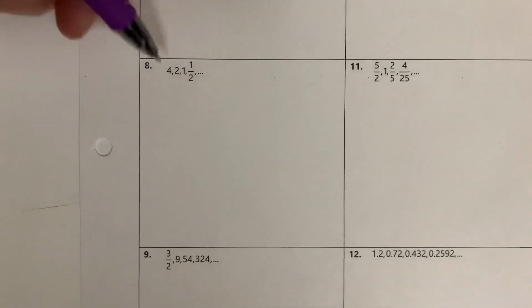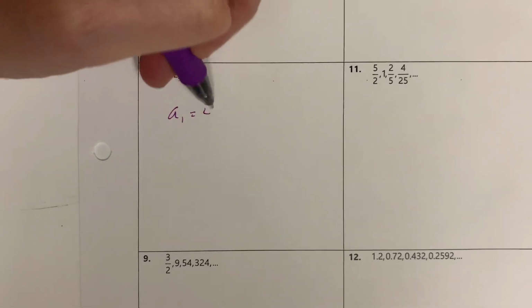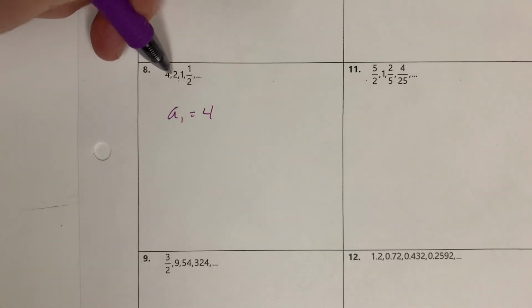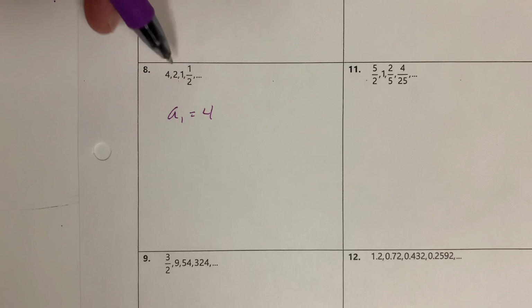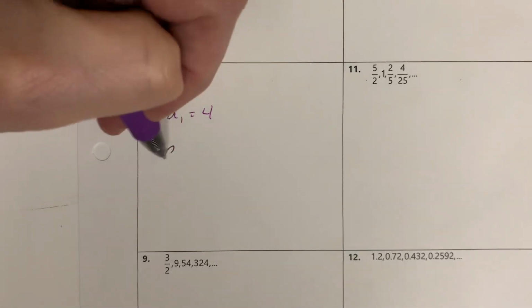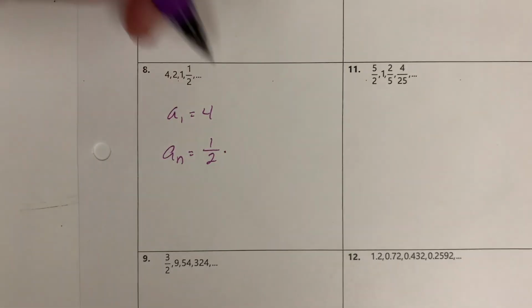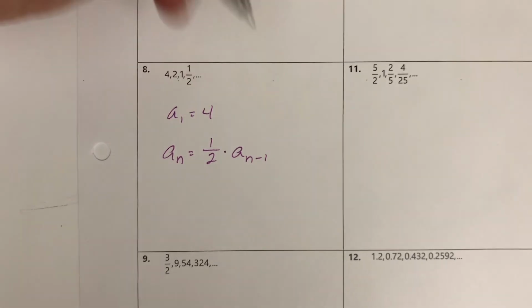In problem number 8 right here, the first term is 4, so a sub 1 is equal to 4. Now we have to figure out what our common ratio is. To go from 4 to 2 to 1 to a half, you just divide a term by the previous, and we see that a half divided by 1 is 1/2. So a sub n is equal to 1/2 times a sub n minus 1, the previous term.